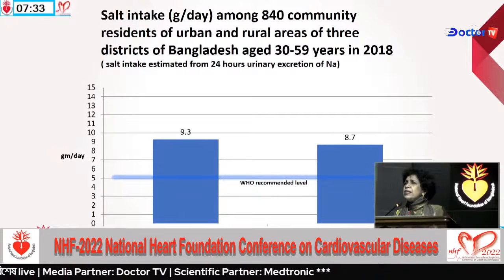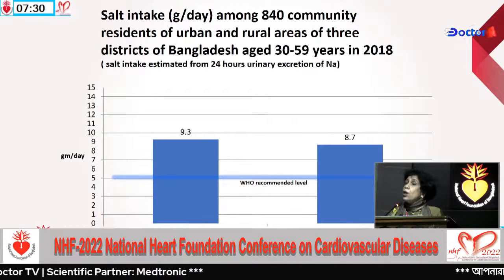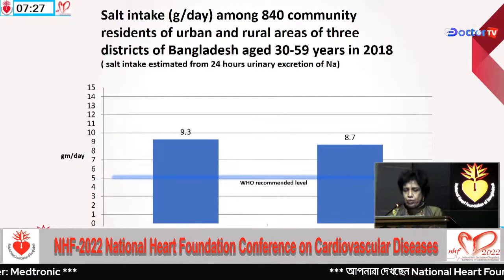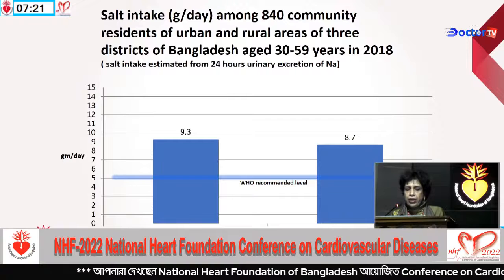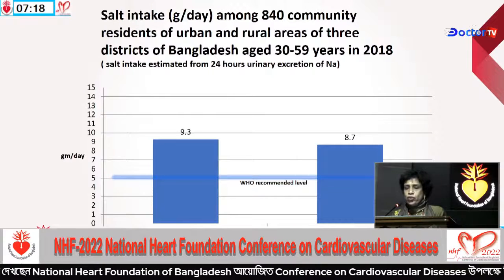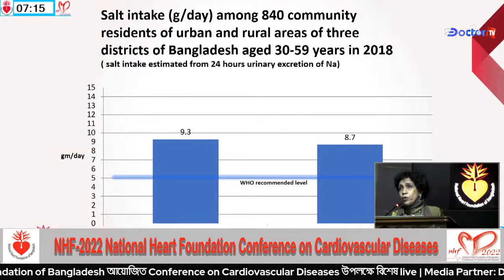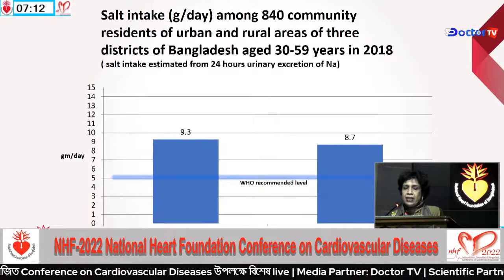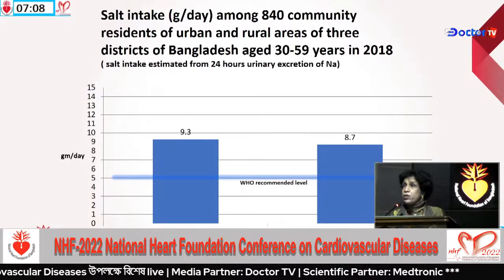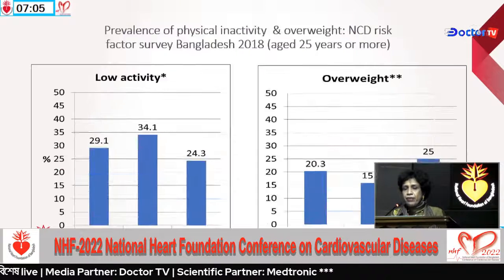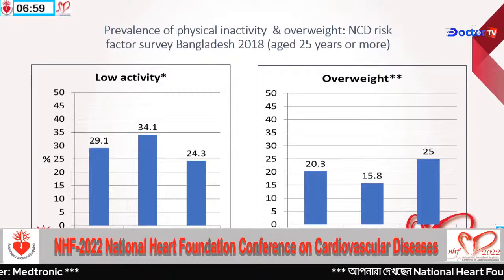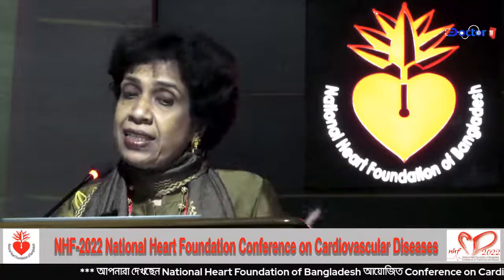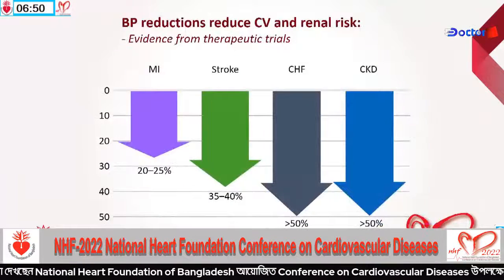So what are the other underlying causes that we have for high blood pressure? Well, in Bangladesh, salt intake seems to be very high, and in a study conducted by Professor Suhail Reza Chaudhary, he showed that even though the WHO recommends a daily intake of 5 grams of salt, in Bangladesh, people are taking double that amount of salt every day. So high salt intake is very prevalent in Bangladesh. Low physical activity and overweight are also now creeping up in Bangladesh as we change our habits, as affluence grows and as more urbanization takes place.